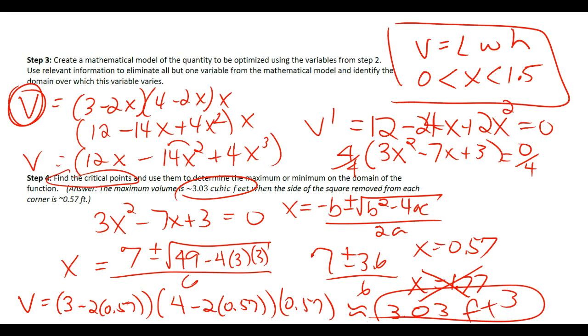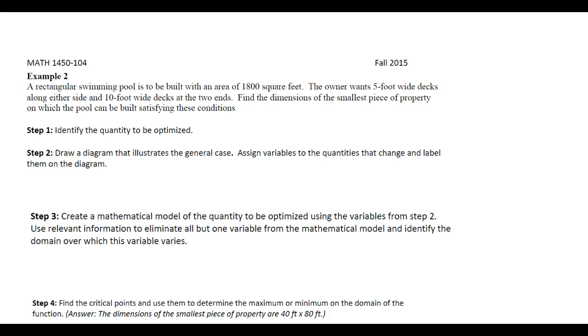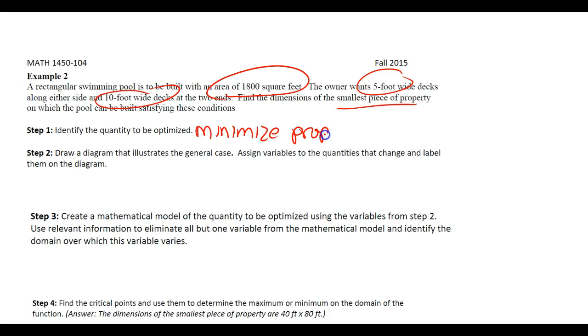All right, moving on. We have another problem. This says we want to build a swimming pool with this area, and they want 5-foot decks and 10-foot decks. Find the dimensions of the smallest piece of property. So we're going to minimize the property, right? Let's draw ourselves a diagram.